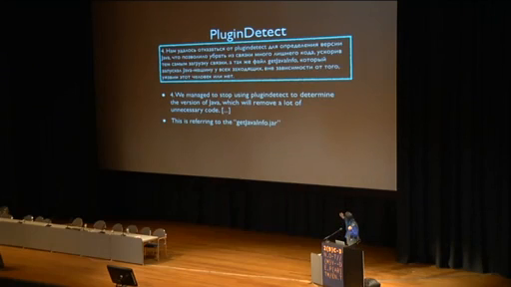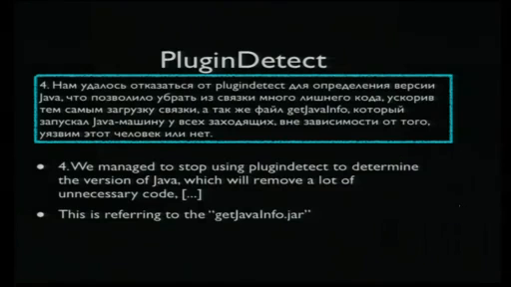And actually, there was a bit of confusion about this, which also confused me initially. I think it was in the 2.0 announcement. I should have labeled it. It said that they'd stopped using plugin detect, but it turns out it was just one module. It was the Java module out of plugin detect, which is basically the getJavaInfo.jar file.